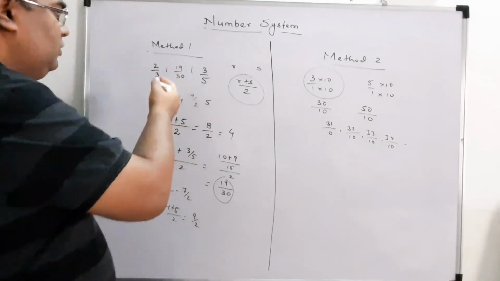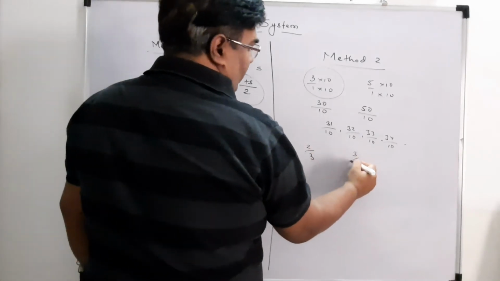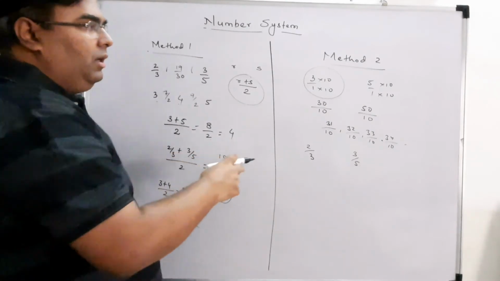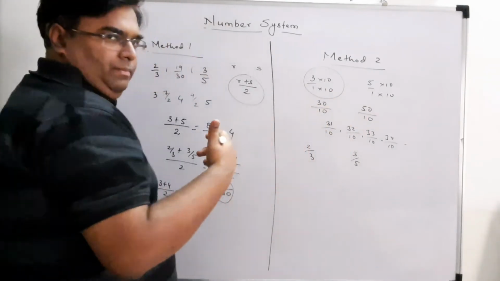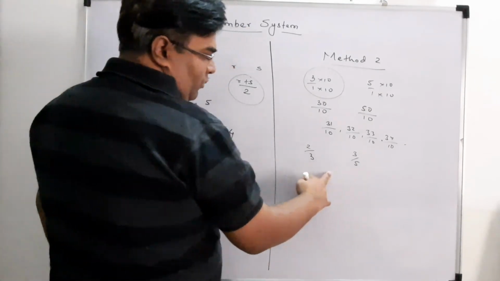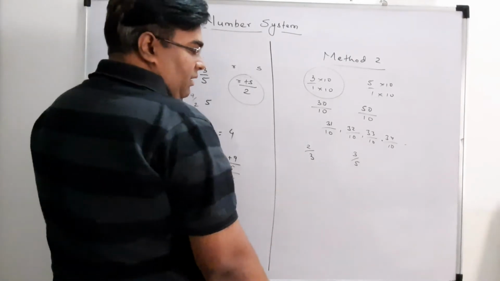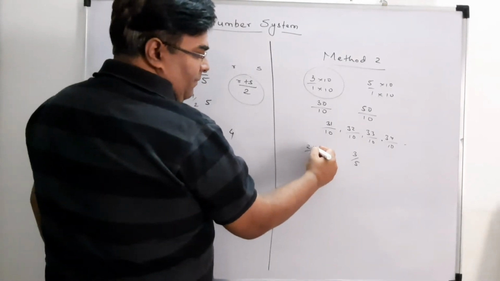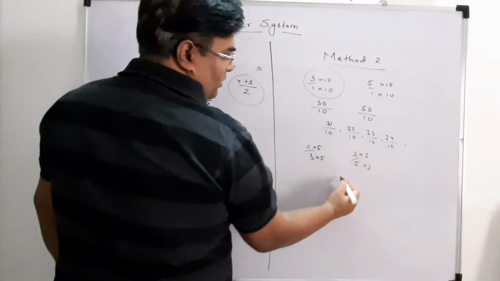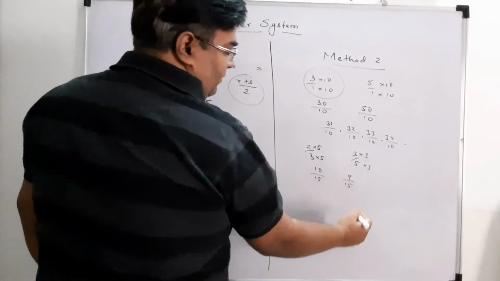So here also, if you want to find numbers between 2 by 3 and 3 by 5, first of all you need to make the denominator the same. Here the denominator was already 1, but here if you want to make the denominator the same, what you will do is find the LCM. So the LCM of 5 and 3 is 15. So what we will do first is multiply by 5 here and 3 here. So it is 10 by 15 and 9 by 15.